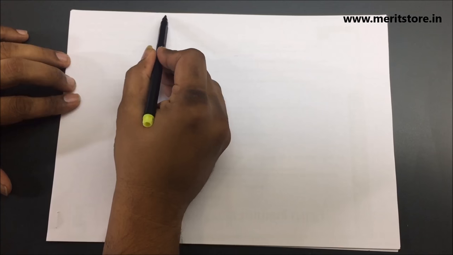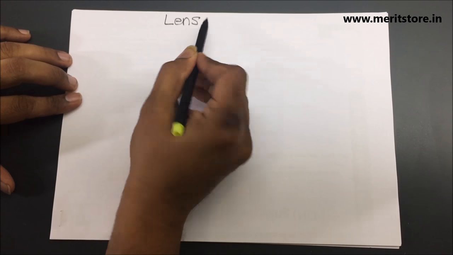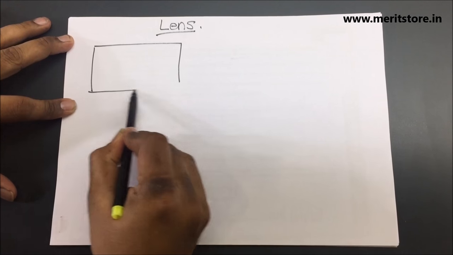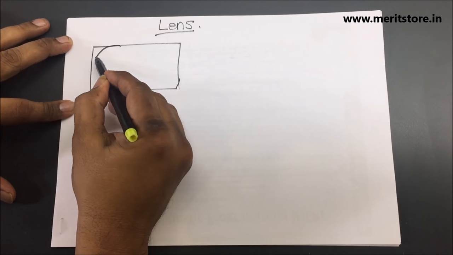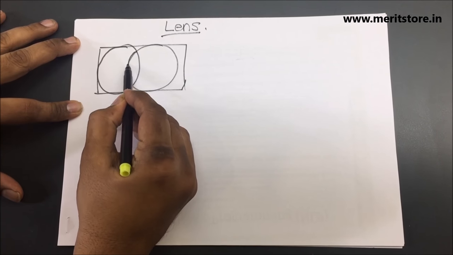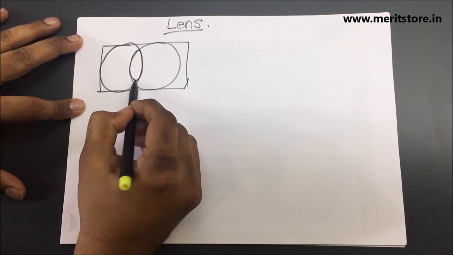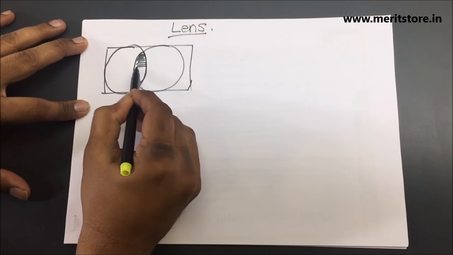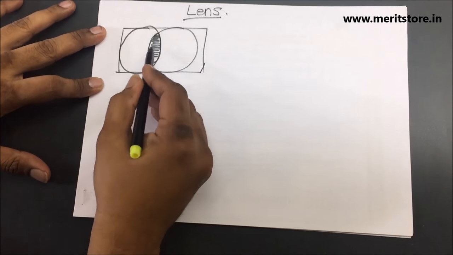So today we're going to learn about lenses. So what is a lens, right? If I take a glass slab, and I cut out something like this, and I cut out something like this, then this region which is left over here, this region is called a lens. This is called a convex lens.